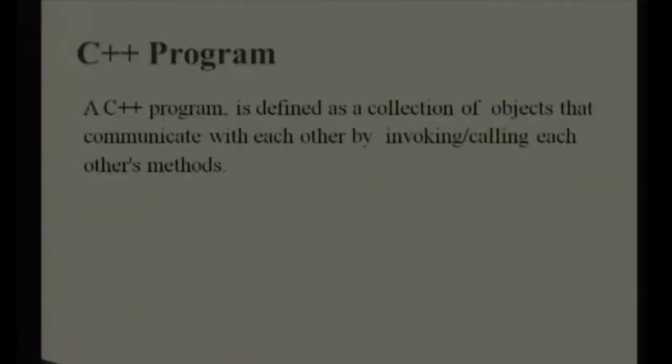So, with this you can see on the screen: a C++ program is defined as a collection of objects that communicate with each other by invoking or calling each other's methods. Now, if we discuss this statement, what is the meaning of it? We are not talking about a C++ program as a collection of methods or functions. We are talking about a C++ program as a collection of objects.